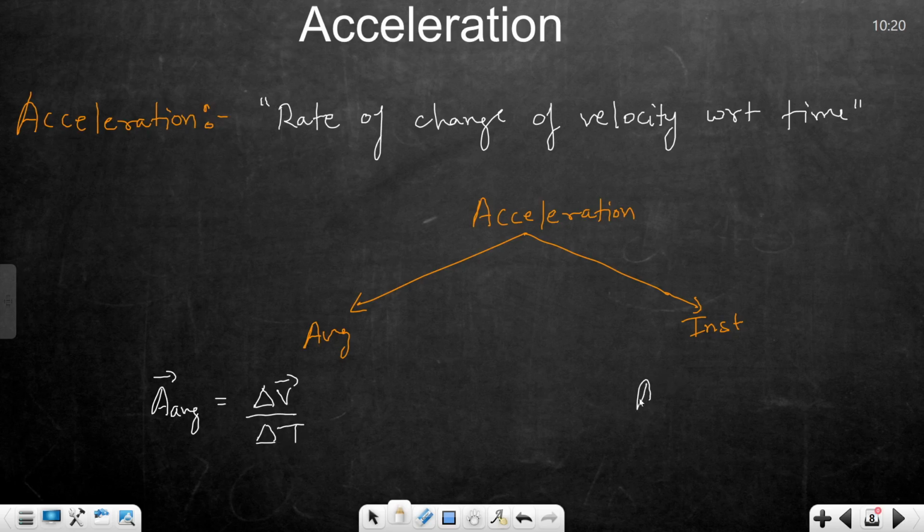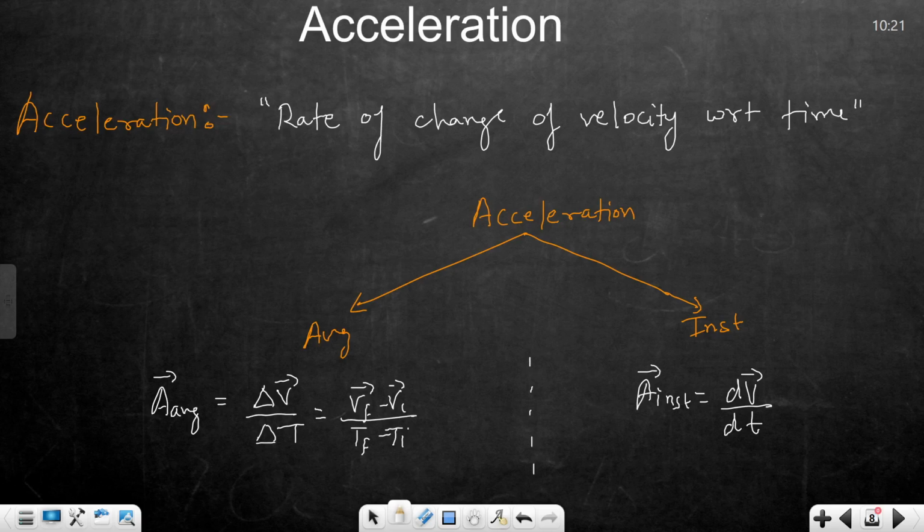Can you tell me what will be the instantaneous acceleration? dv by dt, simple. It will be the differentiation of the velocity vector. Clear? So average acceleration is net change in velocity upon time taken, and instantaneous is differentiation of the velocity vector. So this is final velocity minus initial velocity upon tf minus ti. Clear?